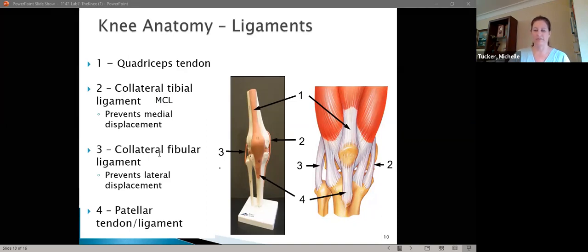On the lateral side, we have the lateral collateral ligament, also known as the collateral fibular ligament. So it's on the side and it connects to the fibula. And the collateral fibular ligament prevents lateral displacement. So it prevents the knee moving this direction towards the lateral side.